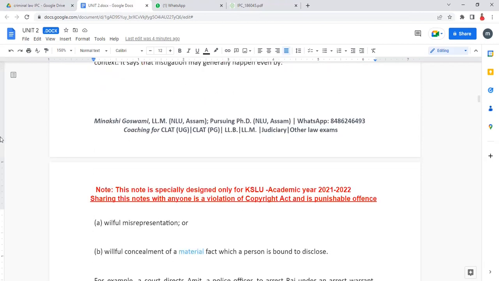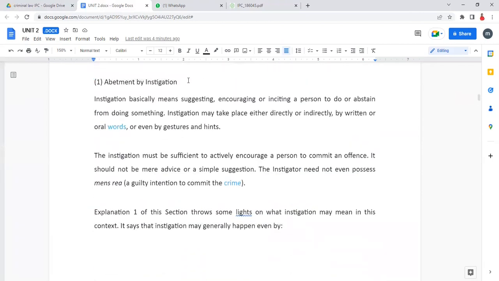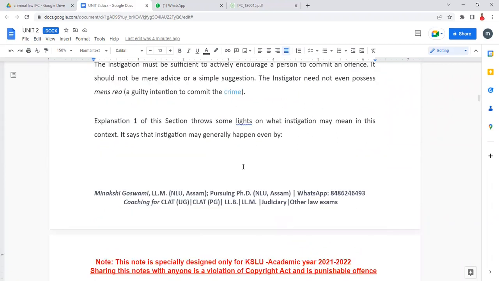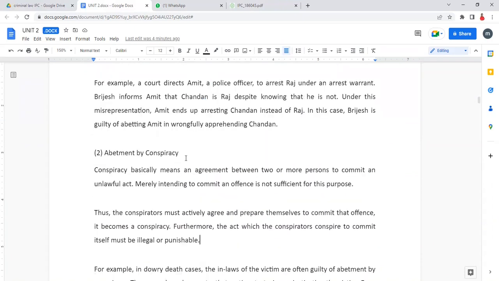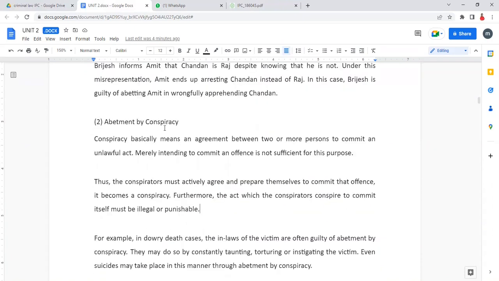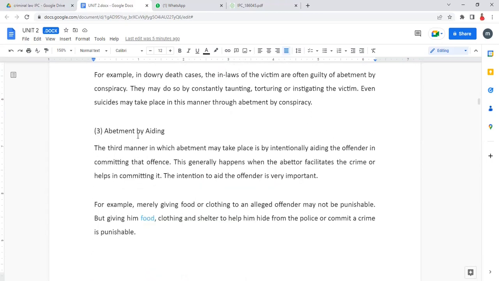It may be by way of instigating another person, actively encouraging them that you should do it, or saying I would have done it if I had been in your case. Abetment by conspiracy is an agreement between two or more persons to commit an unlawful act, or it may be abetment by aiding as well.